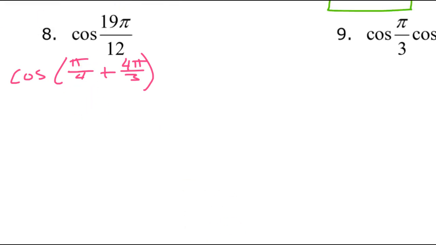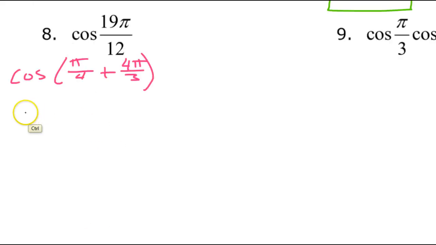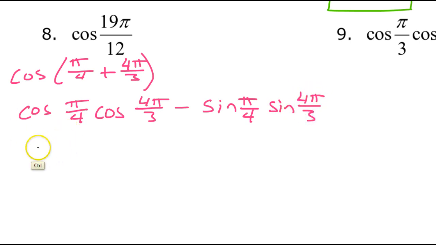All right, now let's work the formula. The cosine of something plus something. It goes cosine, cosine minus sine, sine. So we're going to have the cosine of pi over 4 times the cosine of 4 pi over 3 minus sine pi over 4 sine 4 pi over 3. The cosine of pi over 4 is radical 2 over 2. We've memorized this. Now, for the cosine of 4 pi over 3, obviously the reference angle is pi over 3.